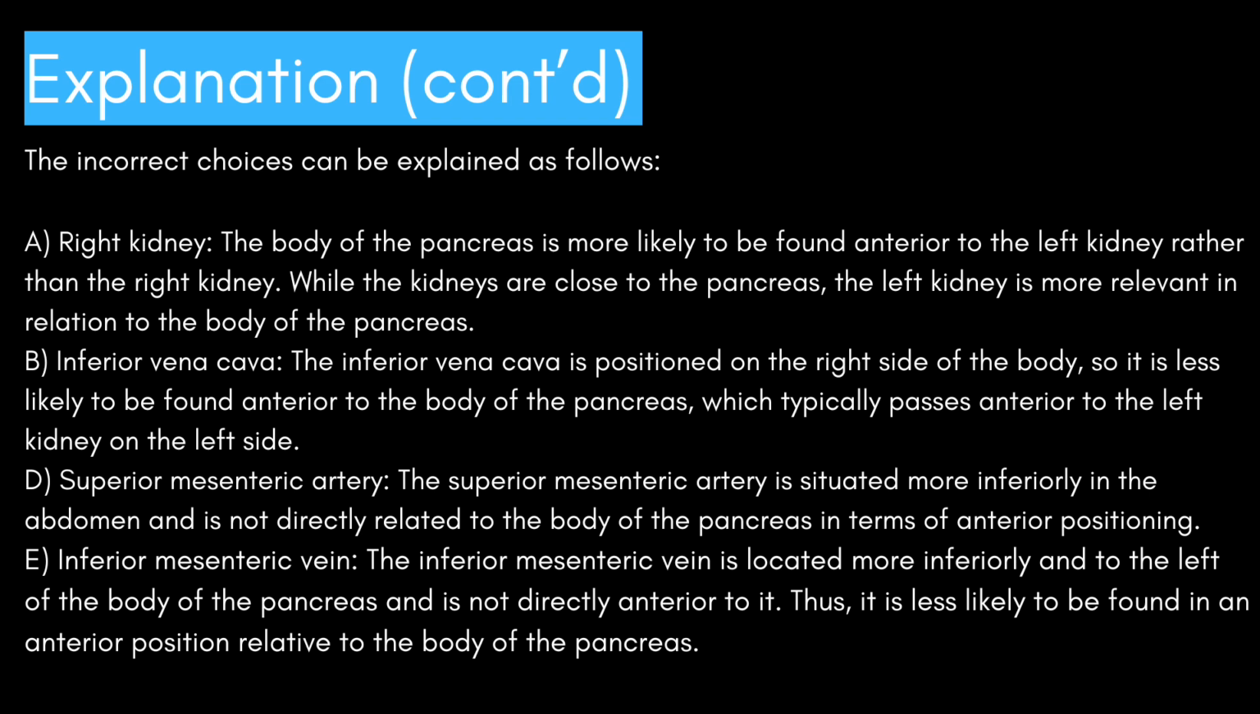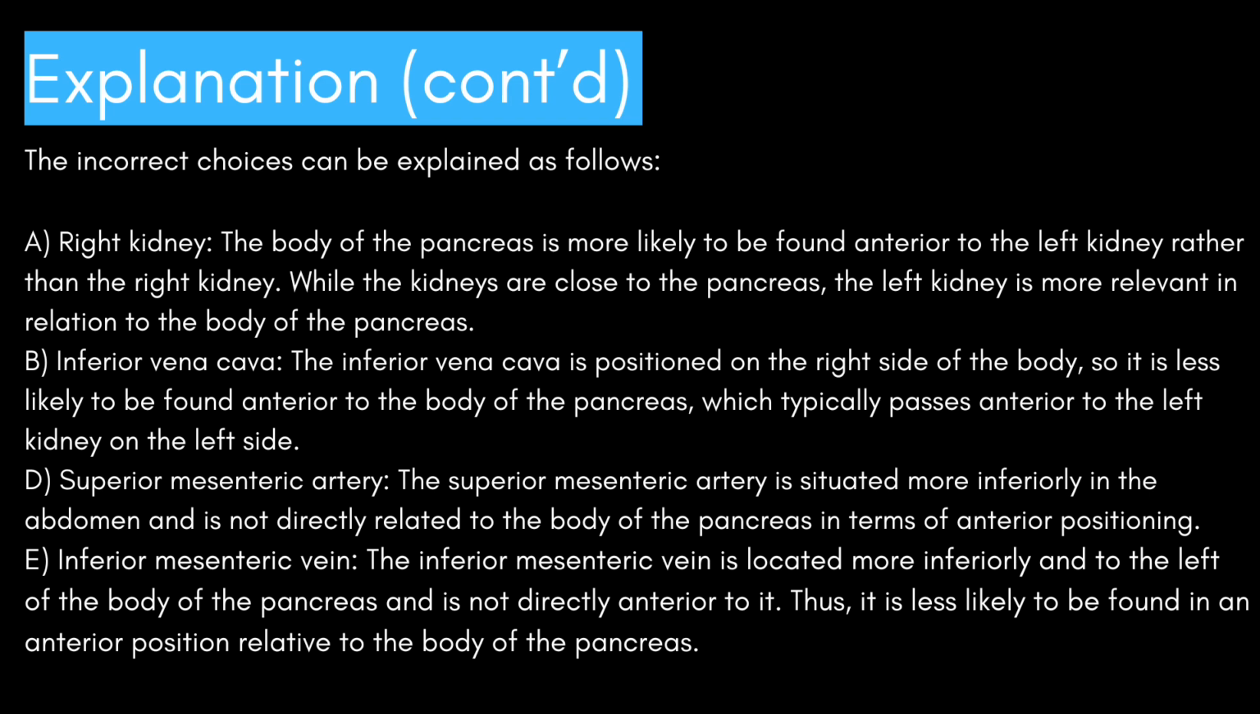B, inferior vena cava. The inferior vena cava is positioned on the right side of the body, so it is less likely to be found anterior to the body of the pancreas, which typically passes anterior to the left kidney on the left side. D, superior mesenteric artery. The superior mesenteric artery is situated more inferiorly in the abdomen and is not directly related to the body of the pancreas in terms of anterior positioning.